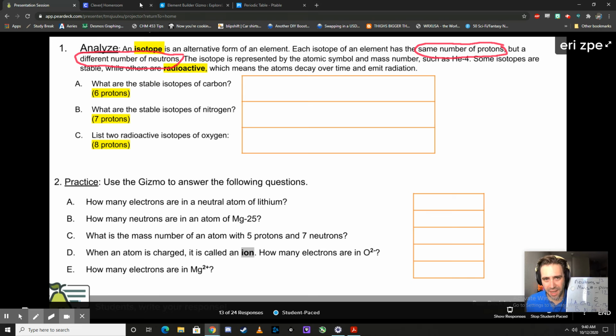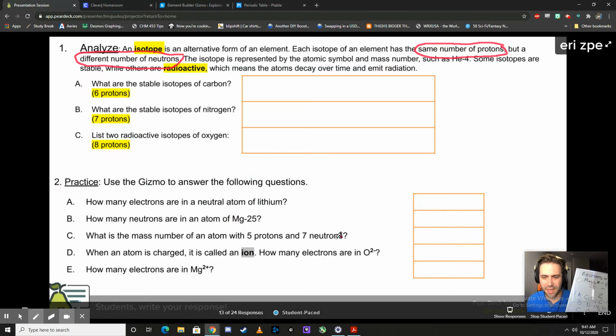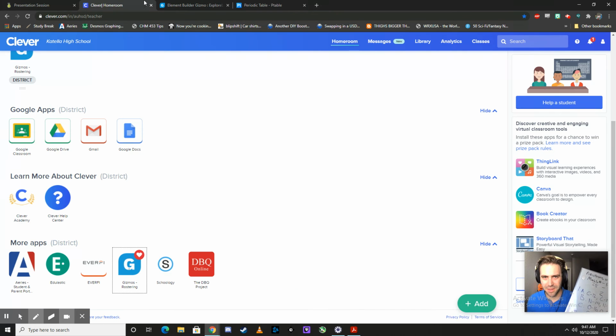Okay, so this oxygen ion has how many electrons? Not 2, it has 2 more. So it had 8, and we added 2 more to have a total of 10. So 2D is 10 electrons total. Now E is asking, how many electrons are there in magnesium 2 plus?